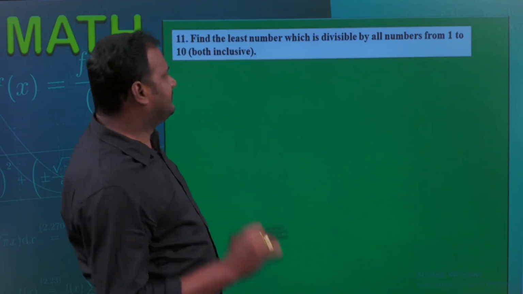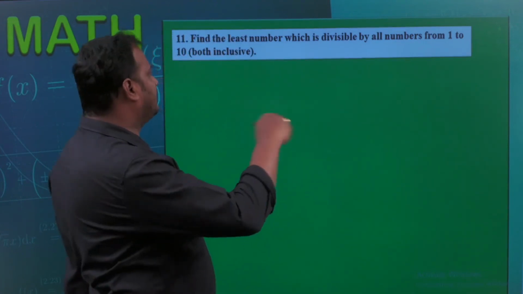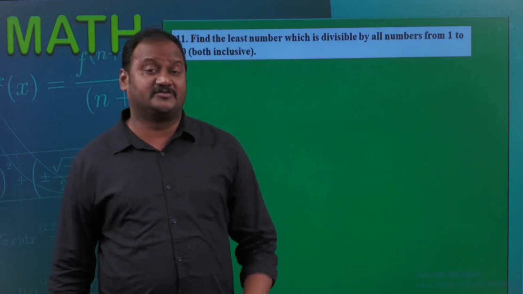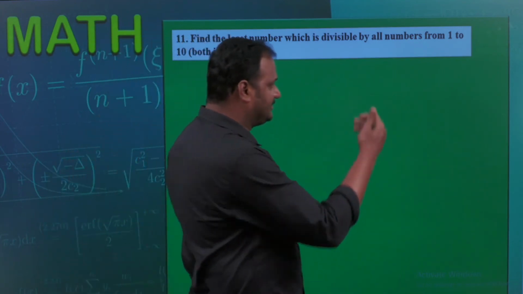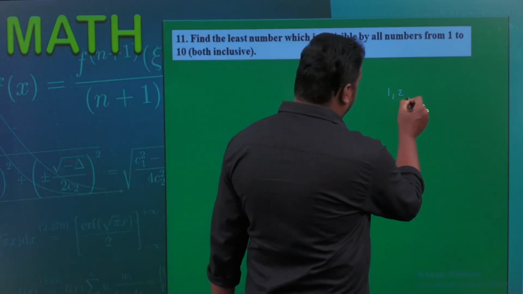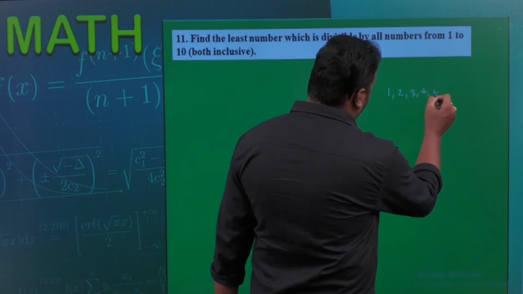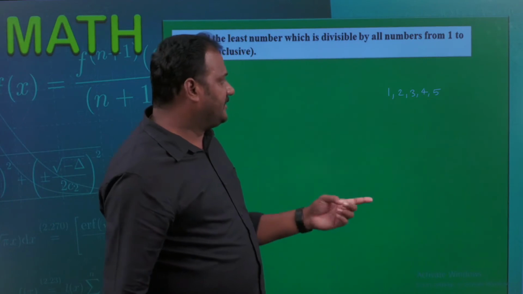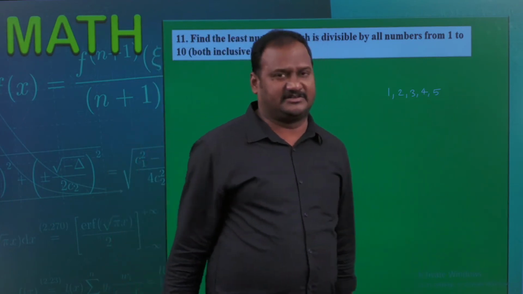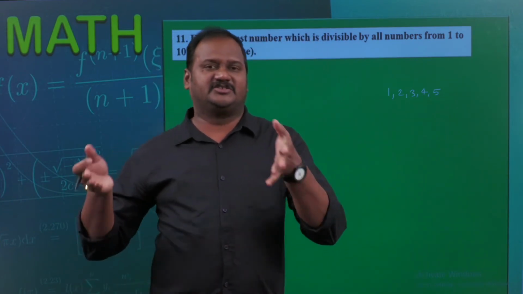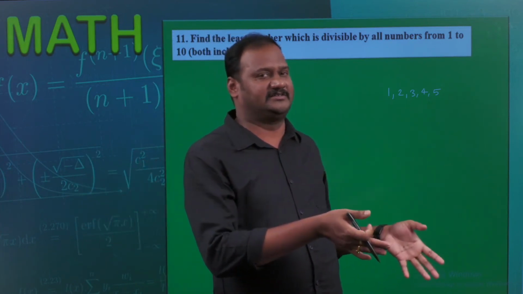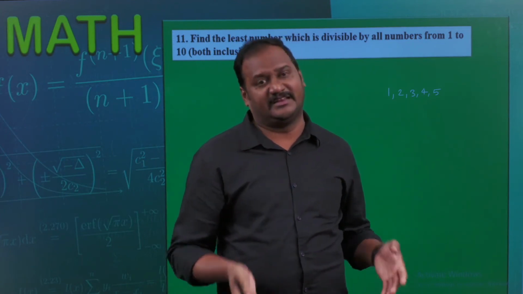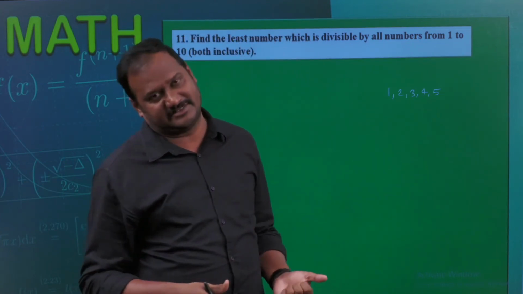Find the least number which is divisible by all the numbers from 1 to 10. How do you know that it is the least number which is divisible by all the numbers? For example, I have numbers 1, 2, 3, 4, 5, and I just want to find a number which is divisible by all these 5 numbers. What is the number which is divisible by all the given numbers? That is nothing but their LCM, least common multiple of the numbers.